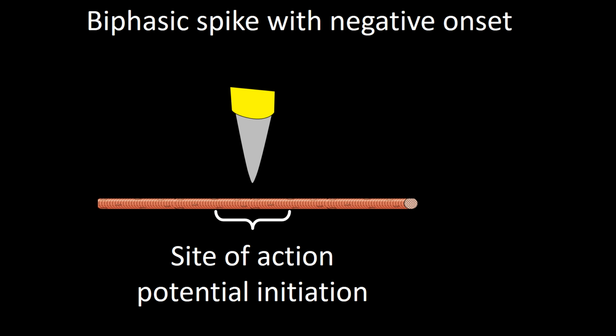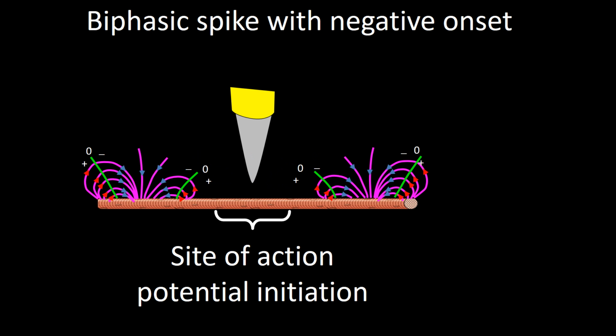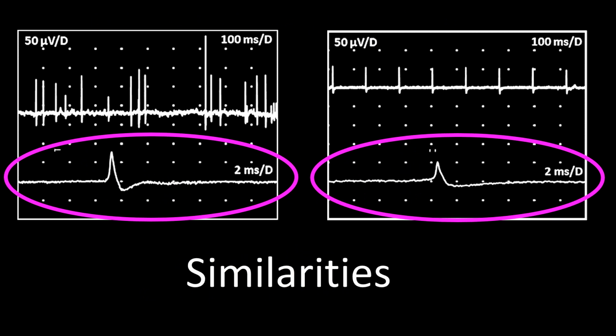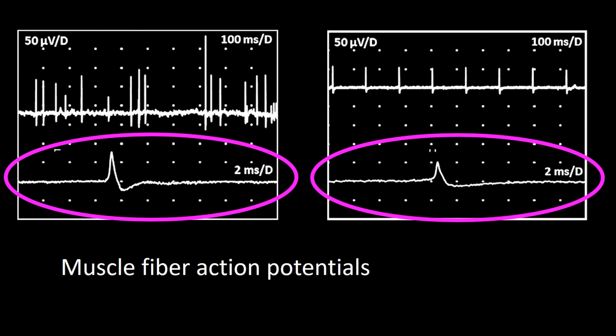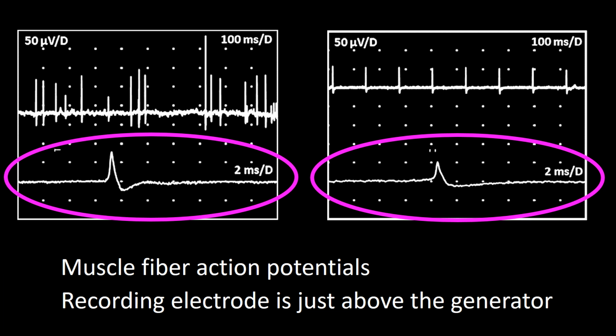potential initiation. In these cases, the electrode initially captures the sink of a symmetrical quadrupole, followed by the recording of the source of two asymmetrical quadrupoles moving away, thus resulting in a biphasic spike with a negative onset, as you see here. Summarizing the similarities, we can say that both are muscle fiber action potentials and both are being recorded with the electrode tip just above the generator.